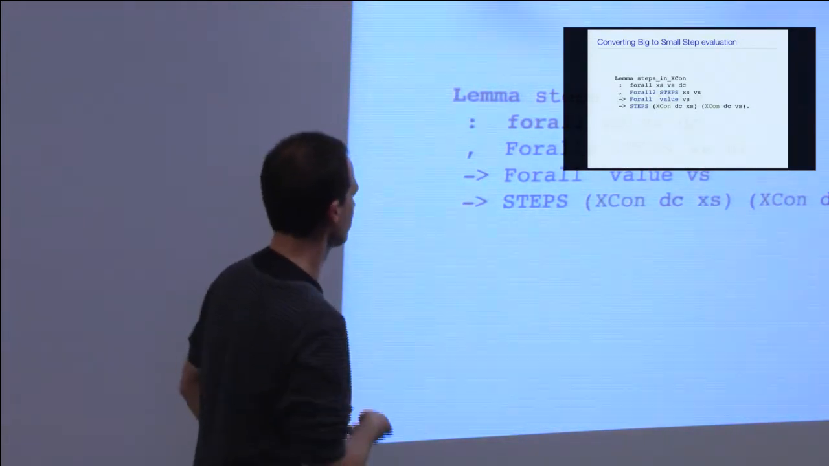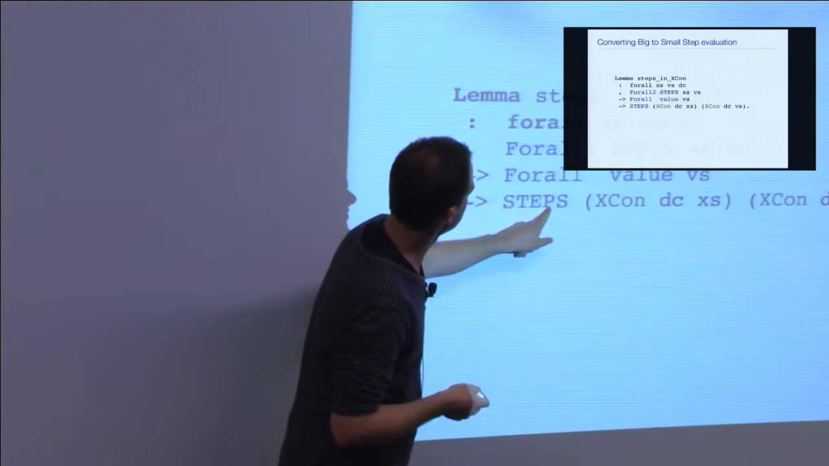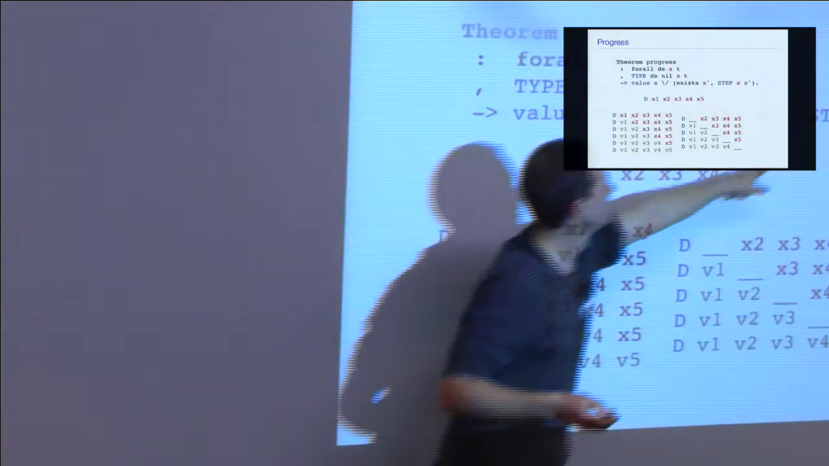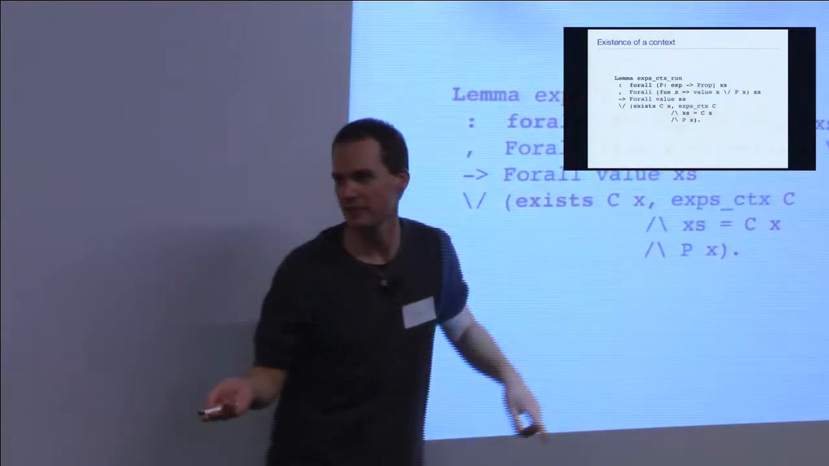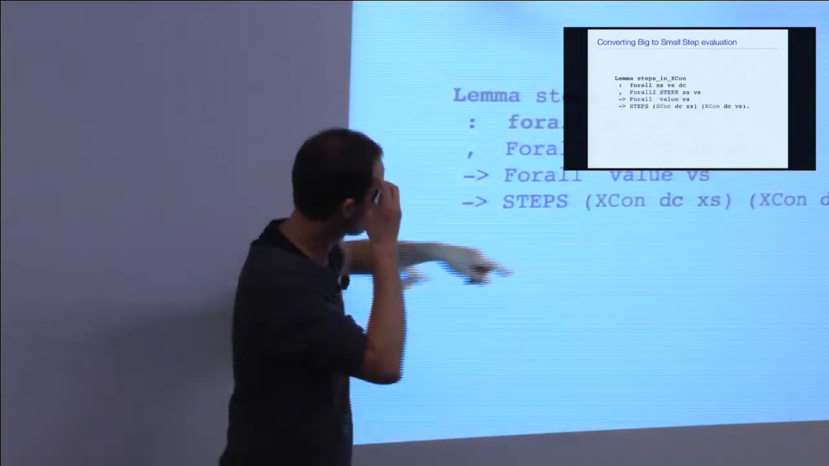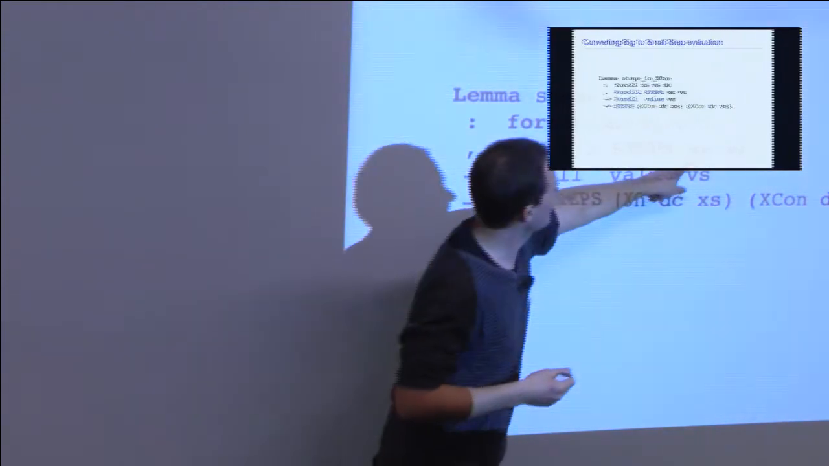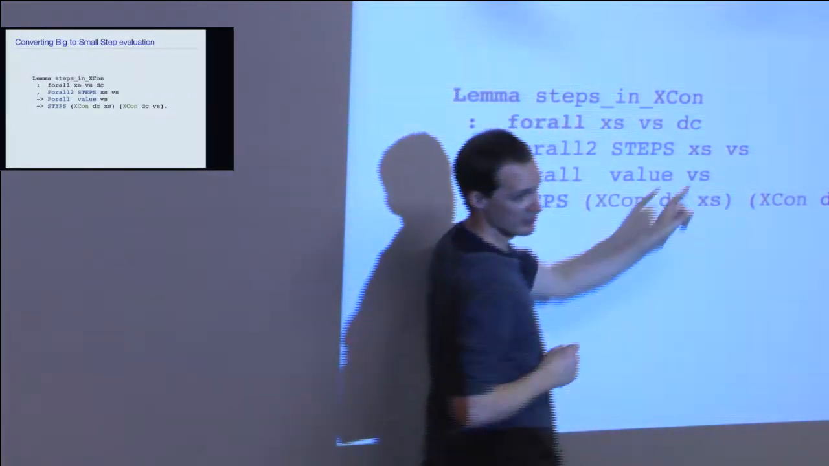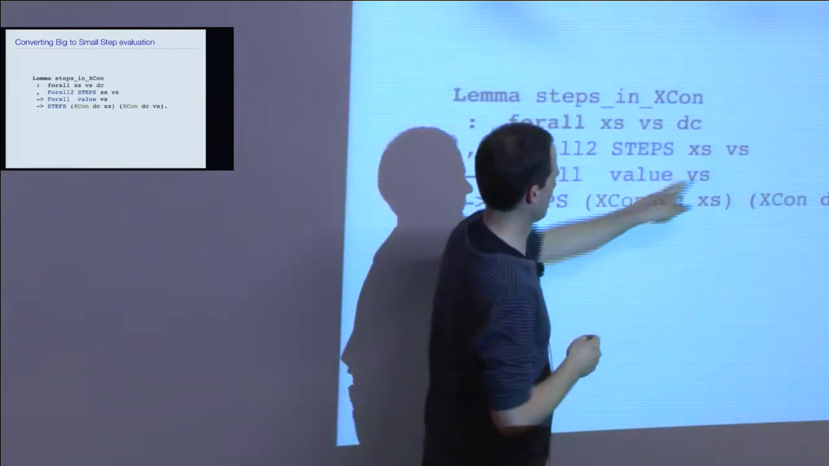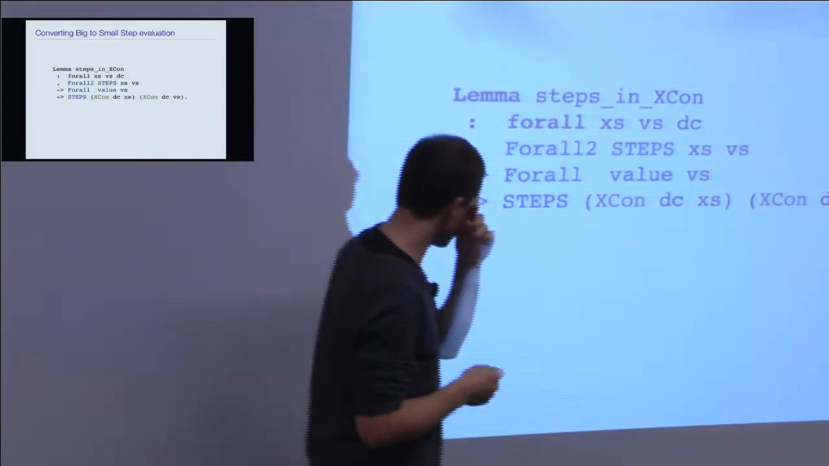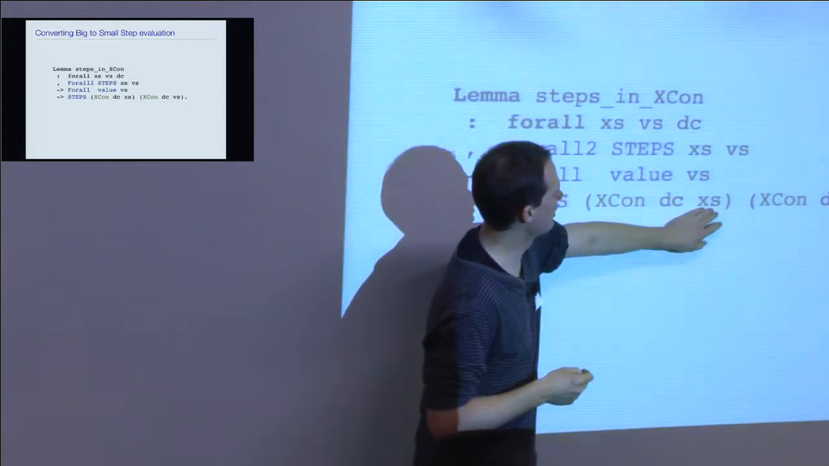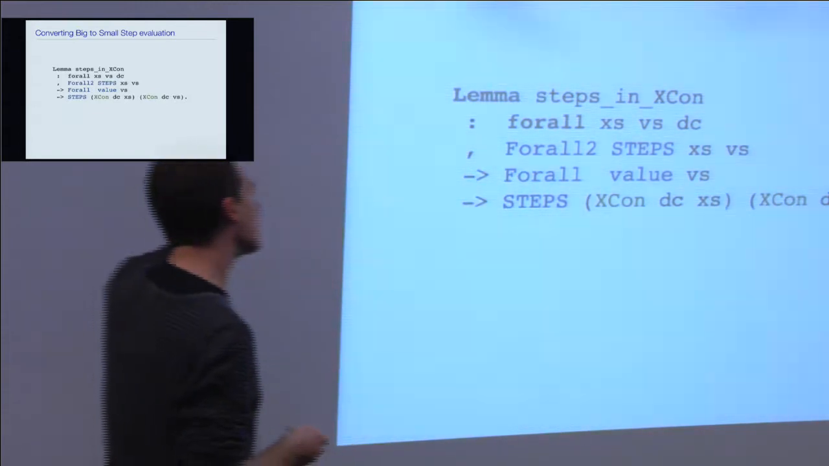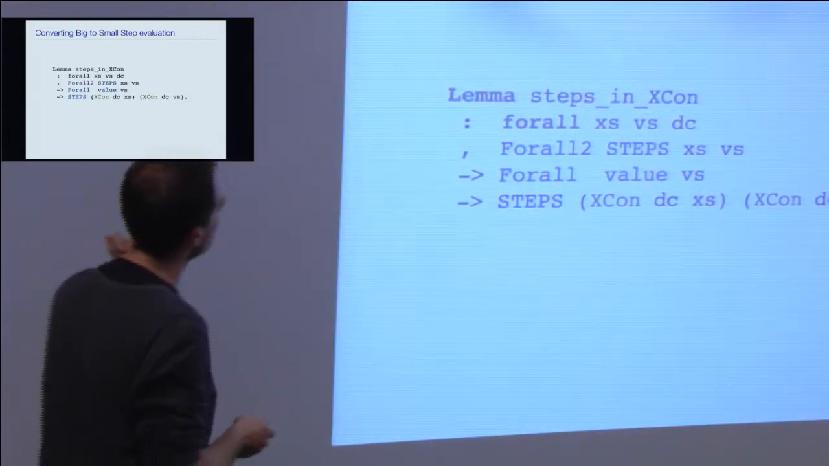It says that, by the way, this steps means it can take multiple steps. Before I was using step, which is a single step; steps could be zero or many steps. So this says that if I have a list of expressions, XS, and all of these expressions can reduce to values, and the values that they reduce to are really values, then if I have a constructor applied to these expressions, then I can reduce that to a constructor applied to the values. Seems fairly straightforward. Well, it seems straightforward.